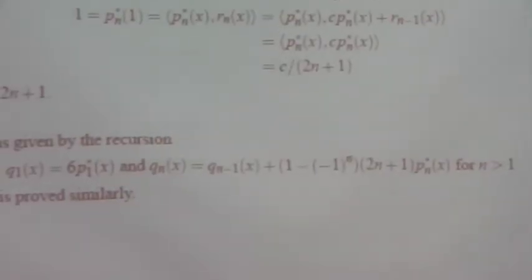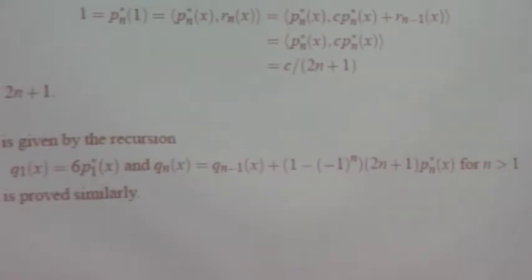For the Q's, you get a very similar sort of recursion. It's proved by exactly the same ideas. But let me just remark why you get this 1 plus minus 1 to the n. The minus 1 to the n is coming from the fact that when you look at the value of the shifted Legendre polynomial at 0, there's that sign, plus or minus 1 to the n.